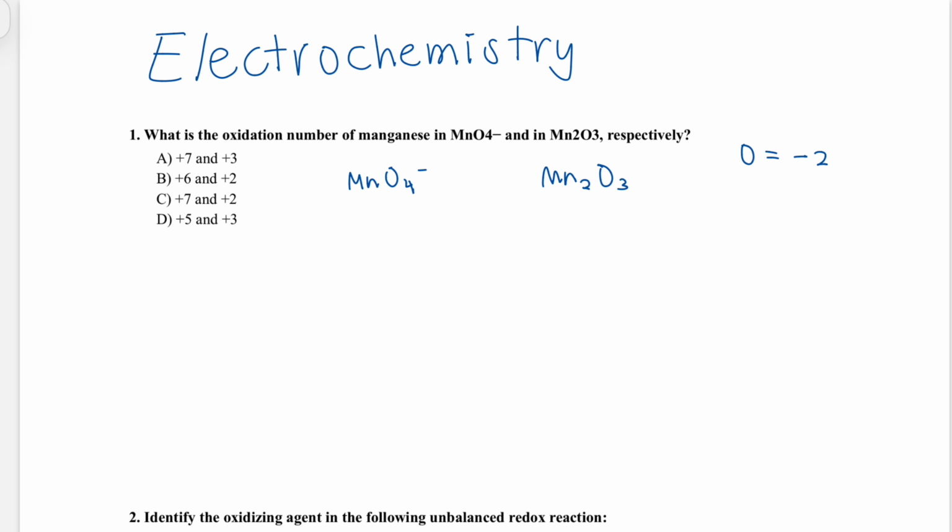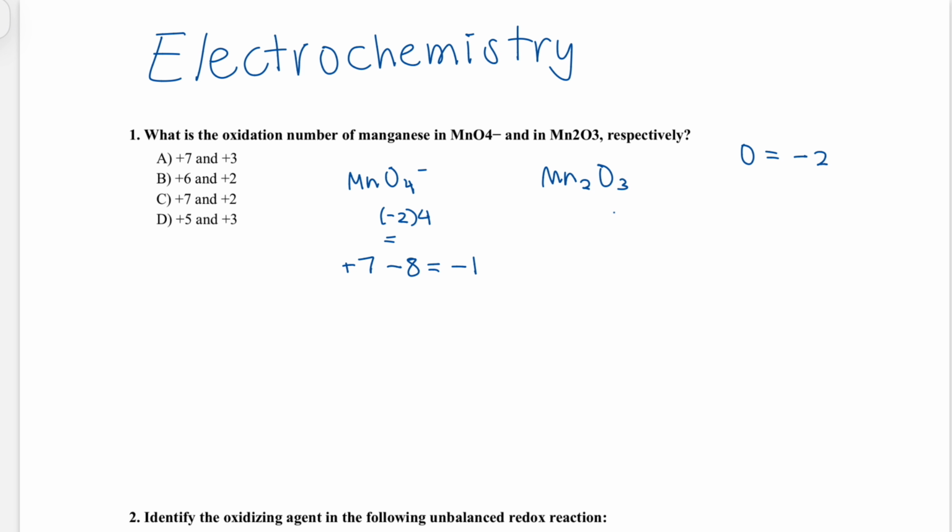So what I mean by this is, in the first one, oxygen is -2 and we have 4 oxygens, so I'm going to multiply that by 4, and this will give me -8. Then I want to find out what the oxidation number of manganese is, but the overall charge of this species is -1. So whatever it is, when it's added to -8, it has to equal -1, and this will give me +7. So that's the oxidation number of the first one.